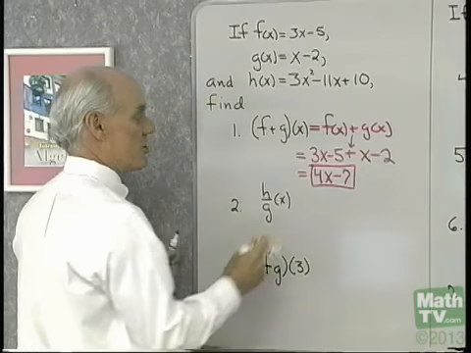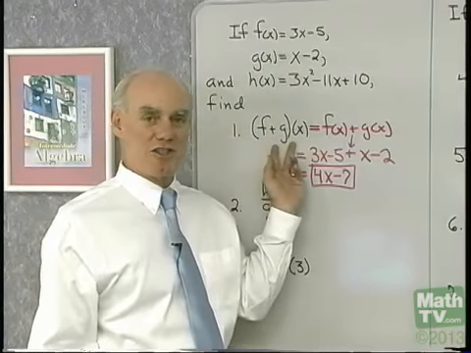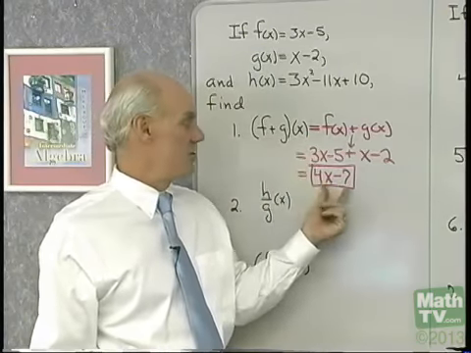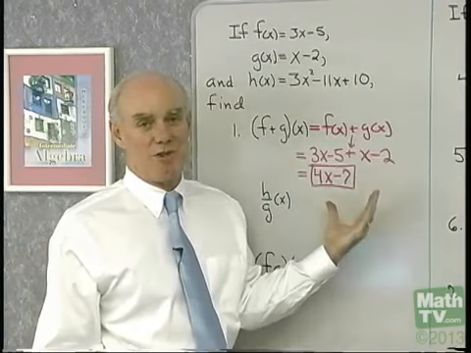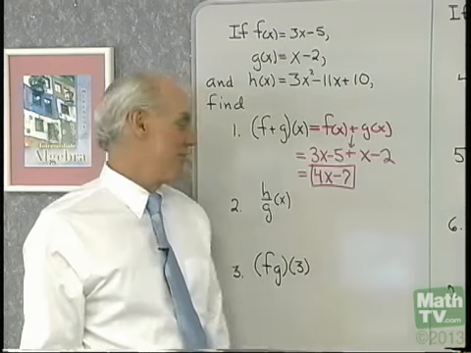So this is a new function called the sum of the functions f and g. F plus g of x turns out to be 4x minus 7. So when we add functions, we do it just like we think we would do. We just simply add them. Let's look at another one.